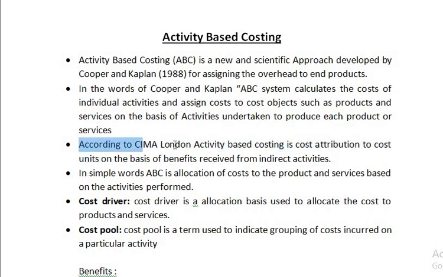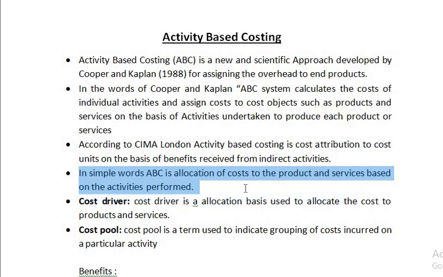According to CIMA London, activity based costing is cost attribution, nothing but the allocation of cost to the cost units. Cost unit means the products and services. They are allocating the cost to the cost units on the basis of benefits received from indirect activities. So in simple words, ABC costing is nothing but allocation of cost to products and services based on the activity performed.